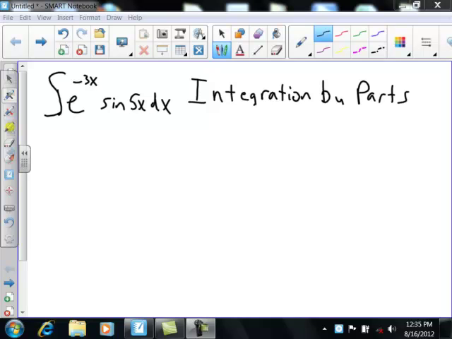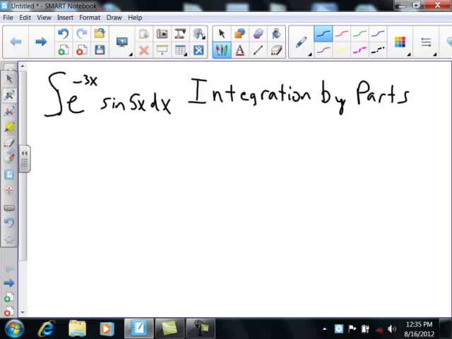Okay, this is an example of one of the integration techniques, and in this case, integration by parts. So what we have is, sorry about that, just the microphone. So we have the integral of e to the negative 3x sine 5x dx.